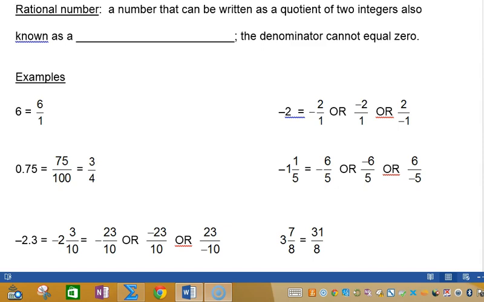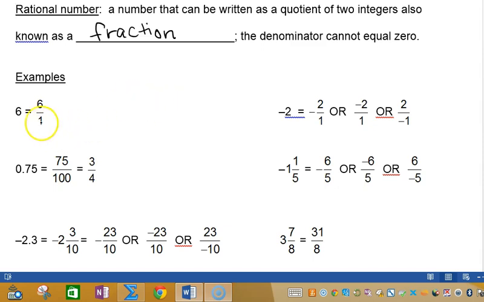Okay, turn to the next page in your notes. So a big idea of this video is being able to explain why a number is rational. And to be able to do that, you have to know what a rational number is. So remember the definition of a rational number is a number that can be written as a quotient of two integers, also known as a fraction, because quotient means to divide, and the numerator and denominator, you're dividing those two integers, which is a fraction.